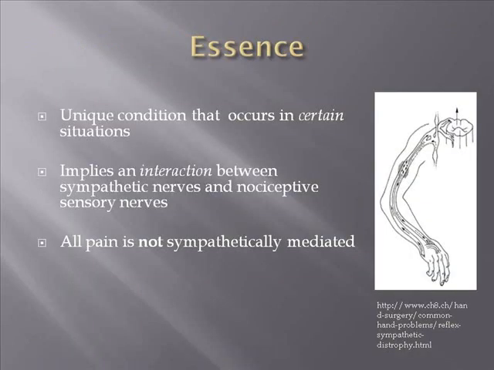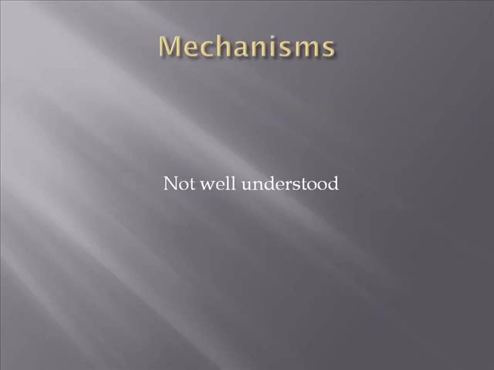SMP is a unique condition that occurs in certain situations and implies an interaction between sympathetic nerves and nociceptive sensory nerves in some disease states. This interaction between the sympathetic nervous system and the nociceptive nerves does not occur in normal uninjured tissues or in normal patients who are not injured. It is important to understand that all pain is not sympathetically maintained.